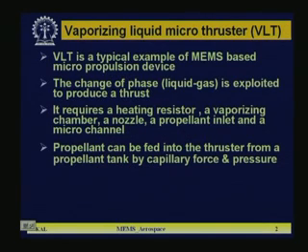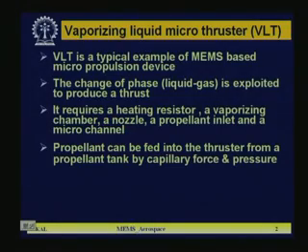Vaporizing liquid microthruster, VLT, is a typical example of a MEMS-based micropropulsion device. It can be easily fabricated using MEMS technology, micromachining technology. The change of phase, what phase? Liquid to gas, is exploited to produce thrust. We use liquid initially in the propulsion chamber, then convert it into gas and force the gas to eject from narrow nozzles, which will produce thrust. That is the basic principle.